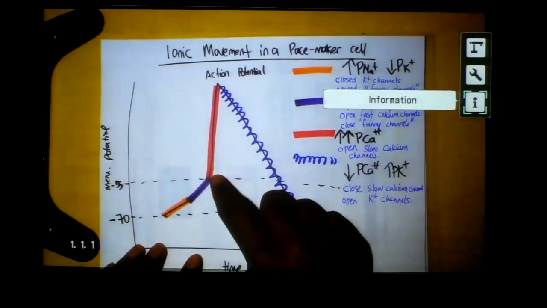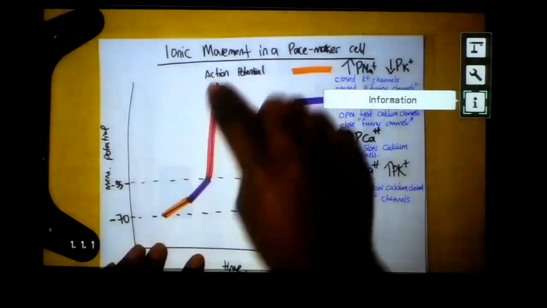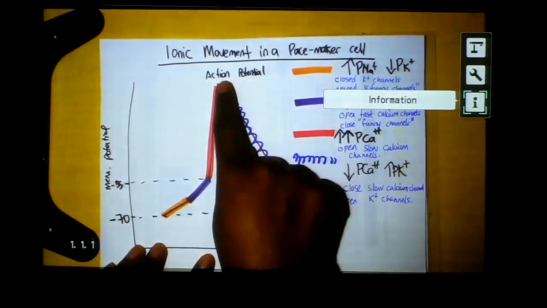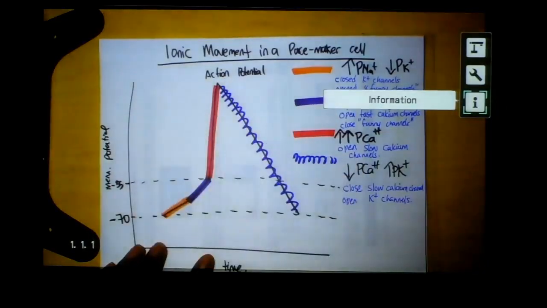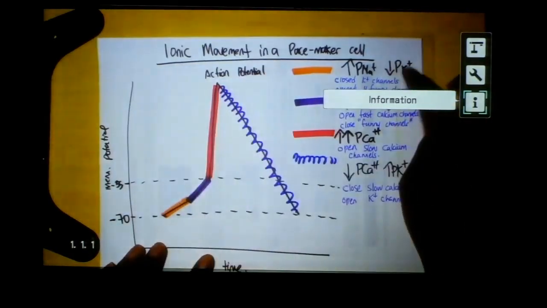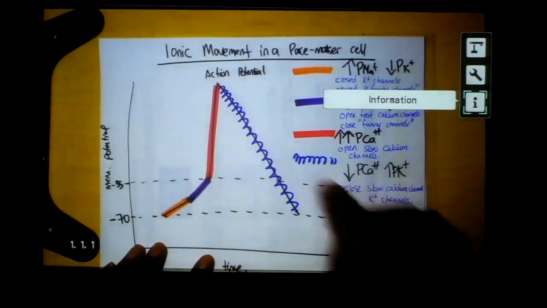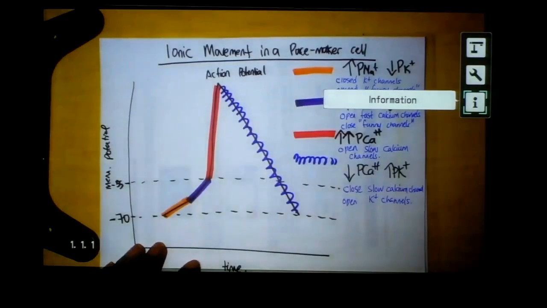Okay, now when we rapidly depolarize the cell, then we close those calcium channels and we open up potassium channels. And remember, we started with them closed, so now we can reopen them, and that facilitates repolarization.